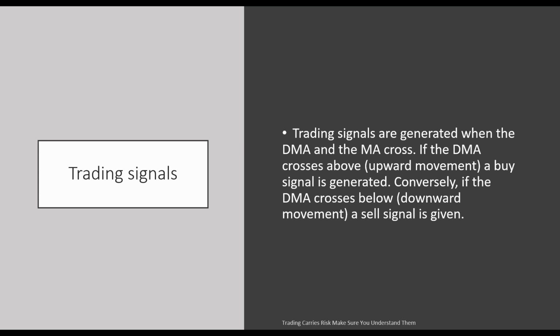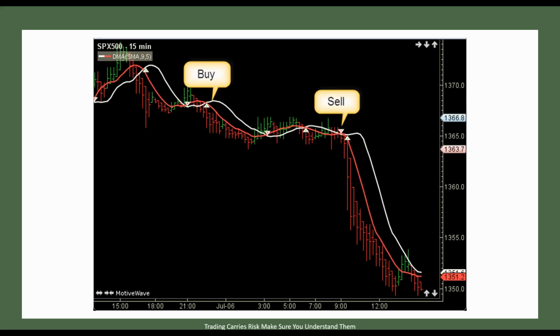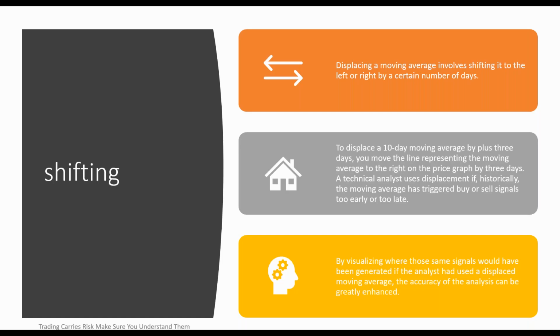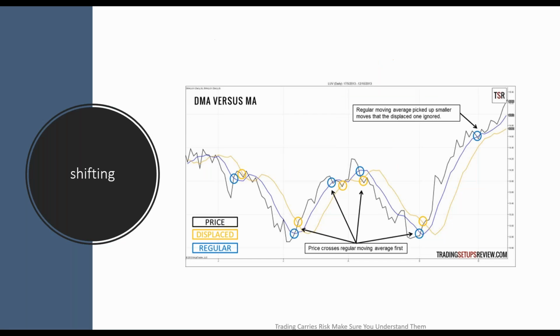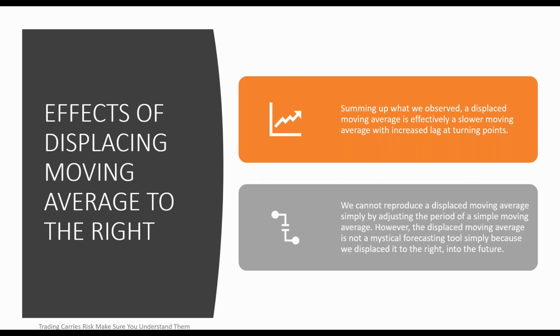If the DMA crosses above, a buy signal is generated. Conversely, if the DMA crosses below, a sell signal is given. Nothing new. It's a moving average crossover strategy. It's been around since medieval times, just about. But we're just applying it differently: instead of using a shorter and a longer average, we're using a DMA instead of two SMAs. So shifting the indicator forward is just a new way to use an old indicator.